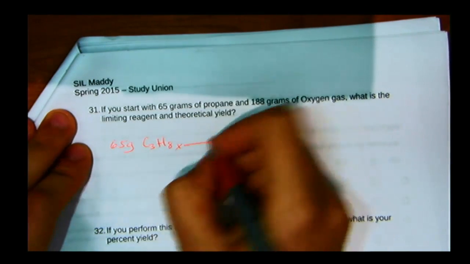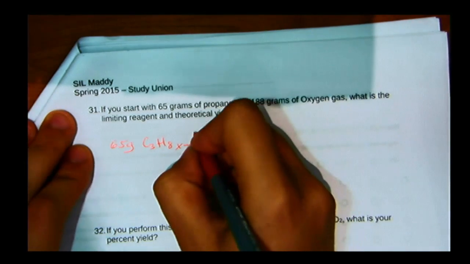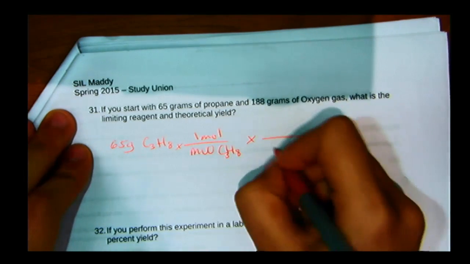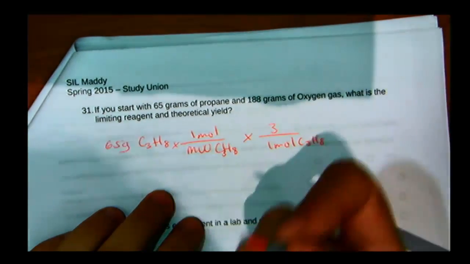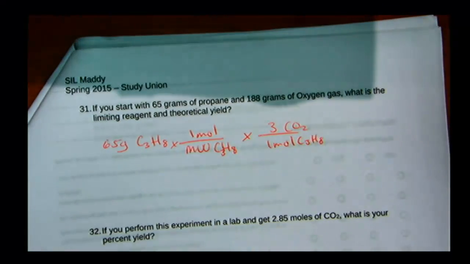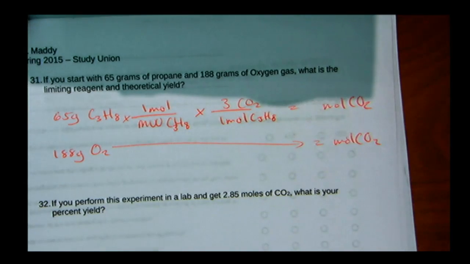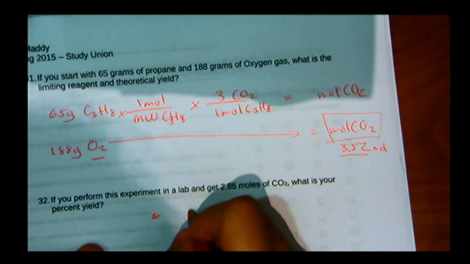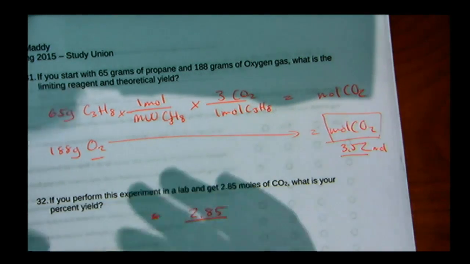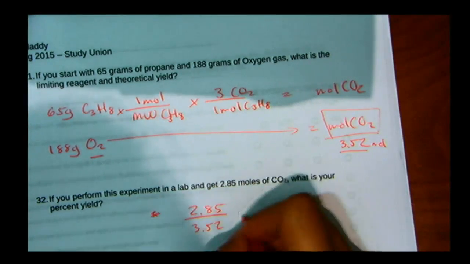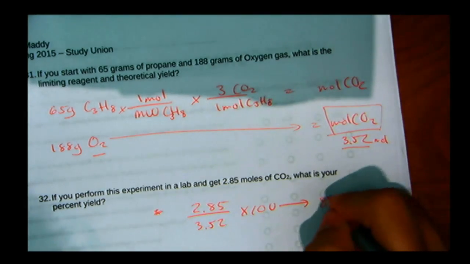We get so many moles of CO2. We're going to compare that to the same thing for oxygen. So we have 188 grams of oxygen. We're going to do the same thing and get moles of CO2. Whichever one has fewer moles of CO2 is the limiting reagent. 2.85 moles over always the bigger number, because you're always going to have less in reality than you do theoretically. So 3.52 times 100, you're going to get a number. That would be your percent yield. It should be 81%-ish, hopefully.